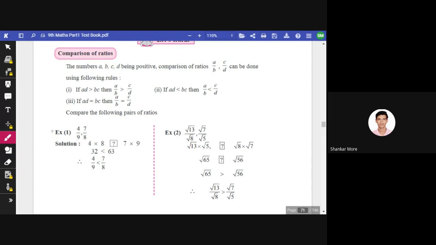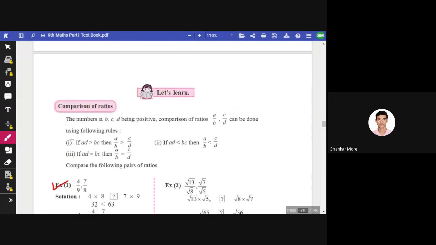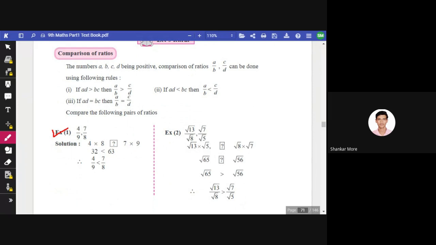Okay, so the first question we have is example 1, that is 4 by 9 and 7 by 8. We have to compare these two ratios and determine which ratio is bigger, which ratio is smaller as compared to the other one. Okay, so what to do? We have to do cross multiplication here. 4 into 8 that is 32 and 7 into 9 that is 63. So which one is greater? Obviously 63 is greater than 32. So the second ratio is greater than the first one. This is the thing we have to calculate.